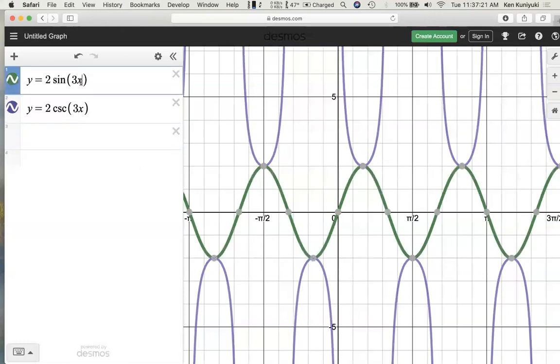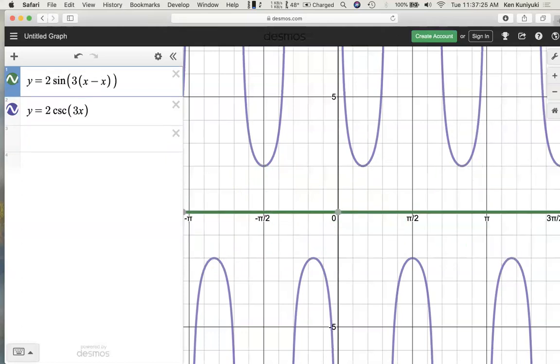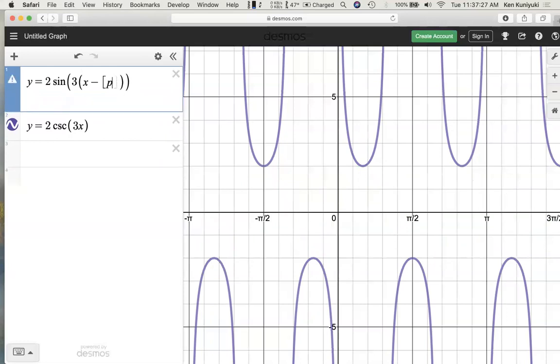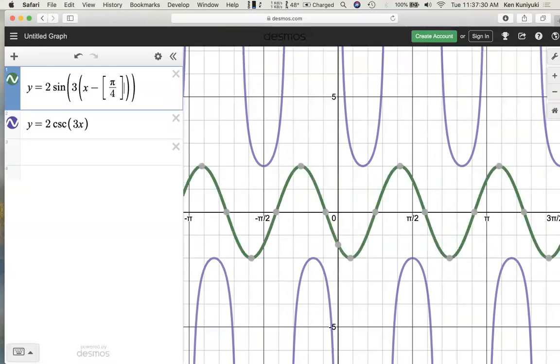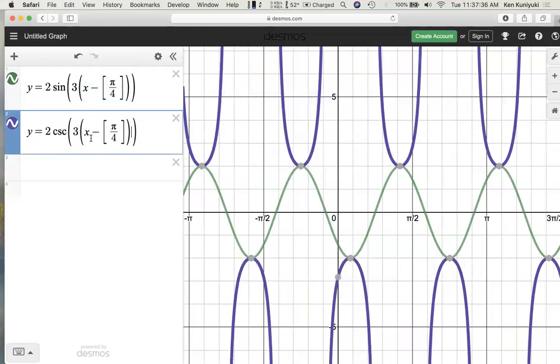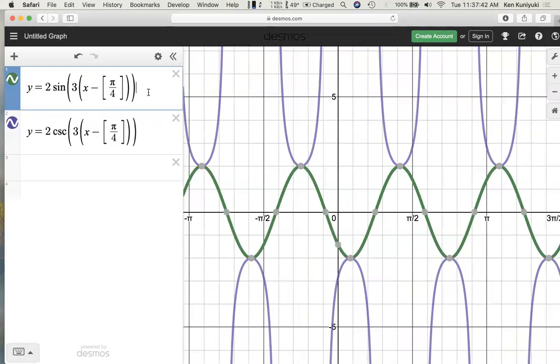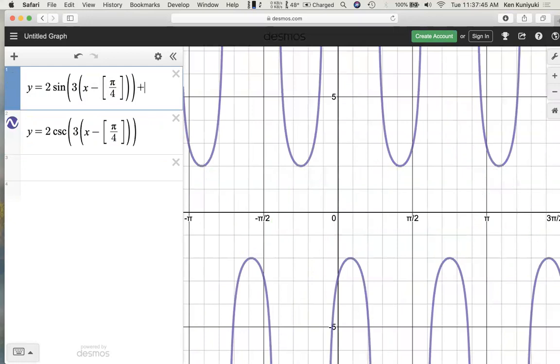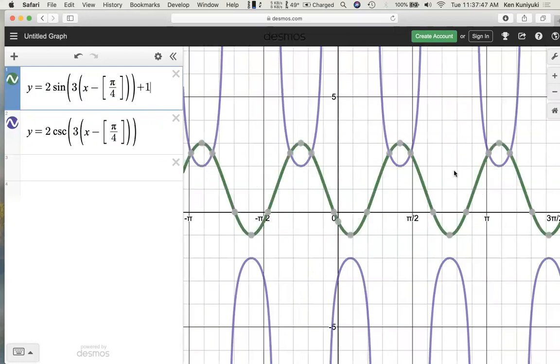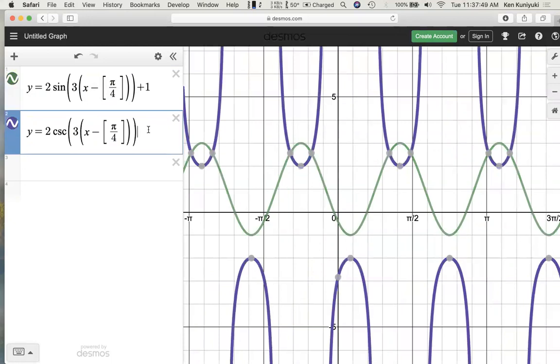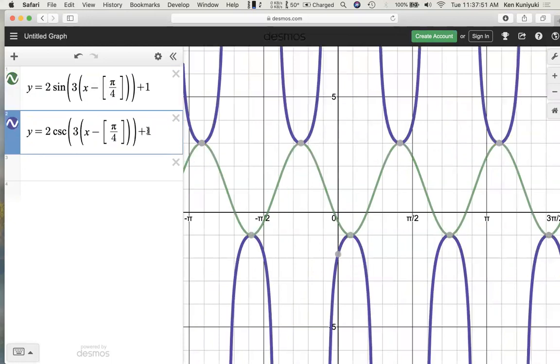What if we substitute x with x minus pi over 4? That leads to a horizontal shift. Well, if you do the same for the cosecant equation, same thing. The purple graph attaches like a parasite. What if on the green graph, for sine, I put a big old +1 at the end? That raises the graph by 1 unit. How about the purple graph? +1. So take a look at this.